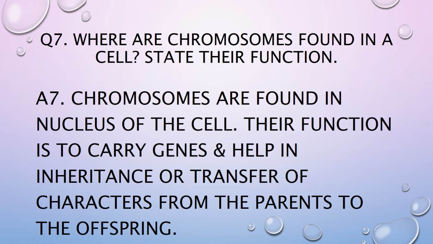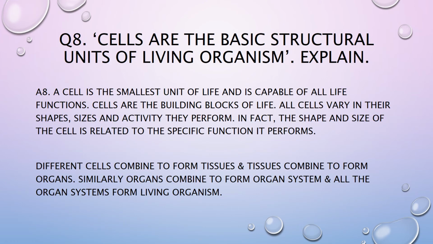What happens is that the characteristics of the parents are transferred to their children. For example, color of the eyes, curly hairs, etc. Question number 8 is cells are the basic structural units of living organism. Explain. Answer is, a cell is the smallest unit of life and is capable of all life functions. Cells are the building blocks of life.